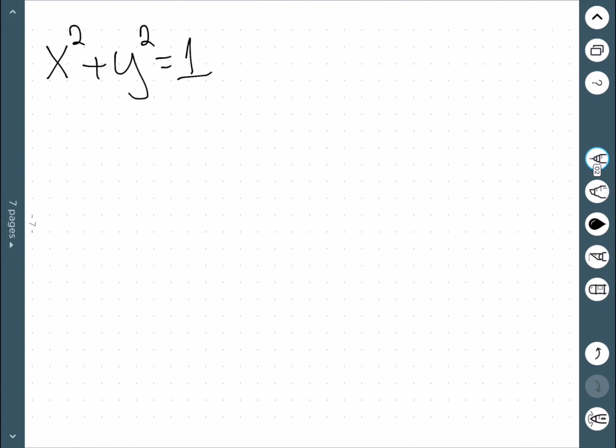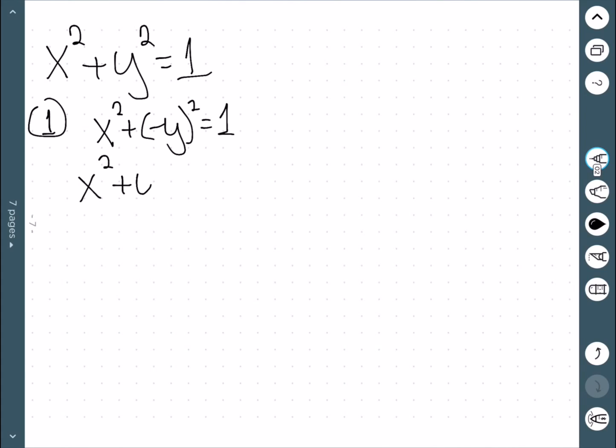Next, we'll look at this equation. Step 1 says replace y with negative y. Since a negative times a negative is positive, this is the same thing as x squared plus y squared equal to 1, which is what I started with, so I do have x-axis symmetry.